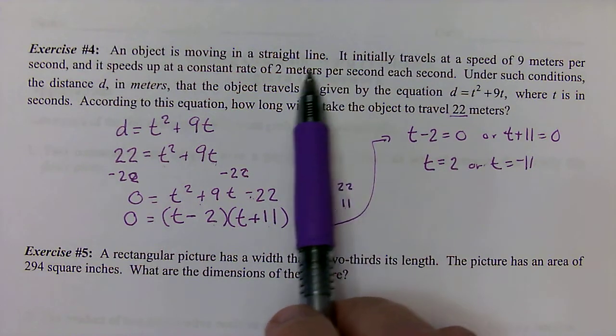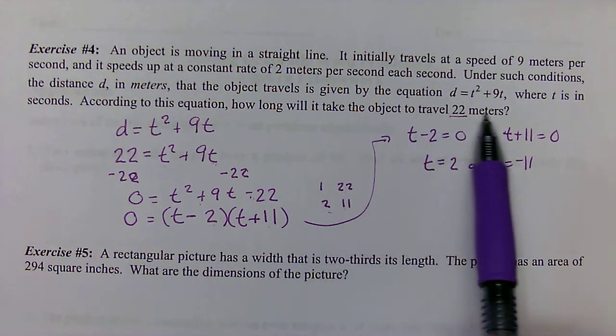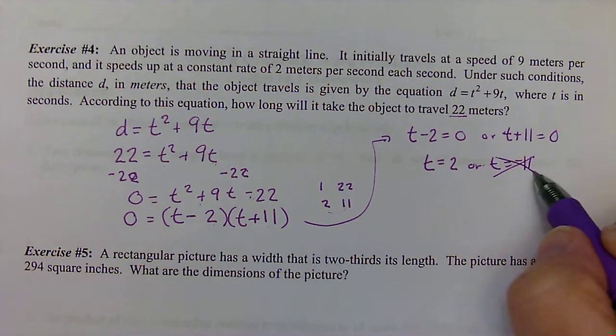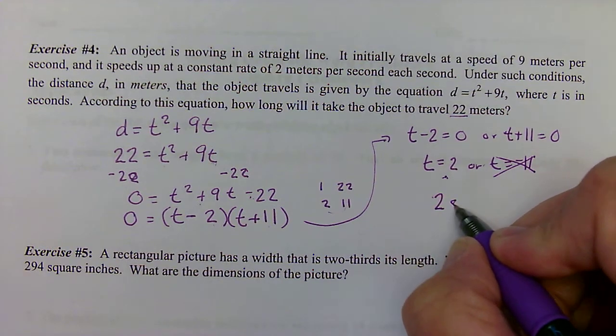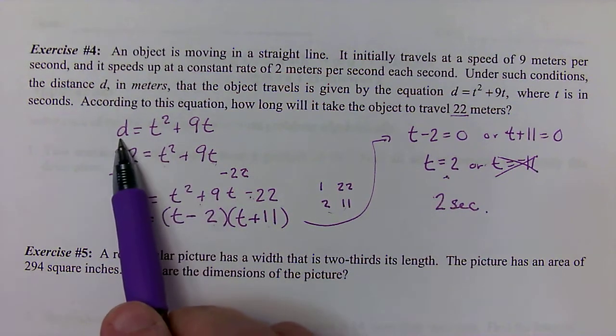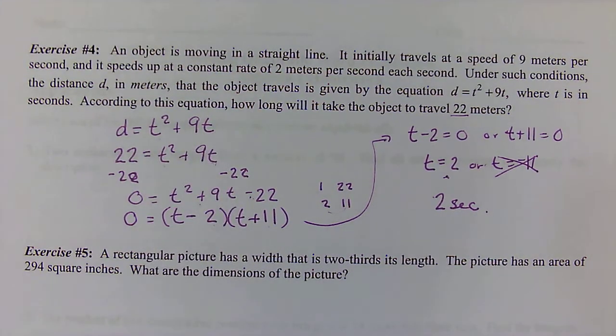Now, it tells you that t is in seconds, and it wants to know how long it will take. Well, since we live in a linear universe where time proceeds in one direction, we don't talk about the time before we started counting. So our time can't be negative 11. So 2 is the time where it would have traveled 22 meters. After 2 seconds, it will have traveled 22 meters. If you want to check it, 2 squared is 4, 9 times 2 is 18, 4 plus 18 is 22.